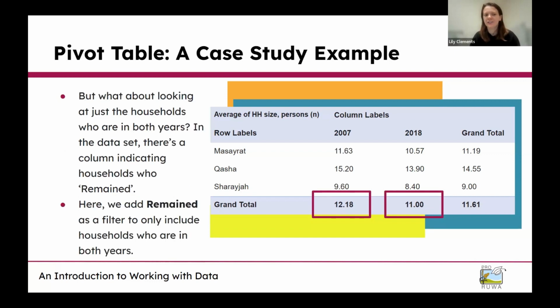But what about looking at just the households who are in both years? In the dataset, there's a column indicating households who remained. And so here we add the remained as a filter, so we are only looking at households who are in both years. Well, now we see an opposite story. We see that in 2007, there was a higher average household size than in 2018. In 2007, there was an average of 12.18 individuals per household, and in 2018, it was reduced to 11.00.